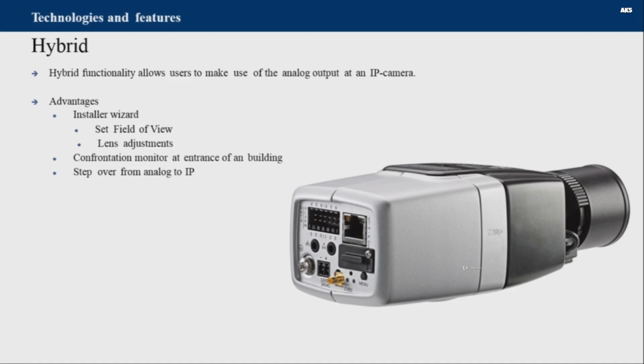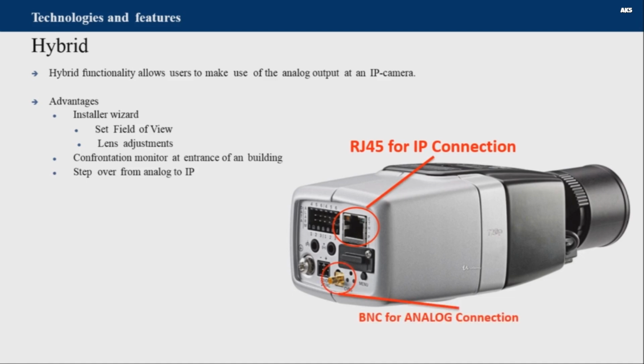Next is the hybrid mode. So the camera has two video outputs, one from RJ45 for the IP signal and the second is BNC for the analog signal. This enables the camera to operate in hybrid mode.